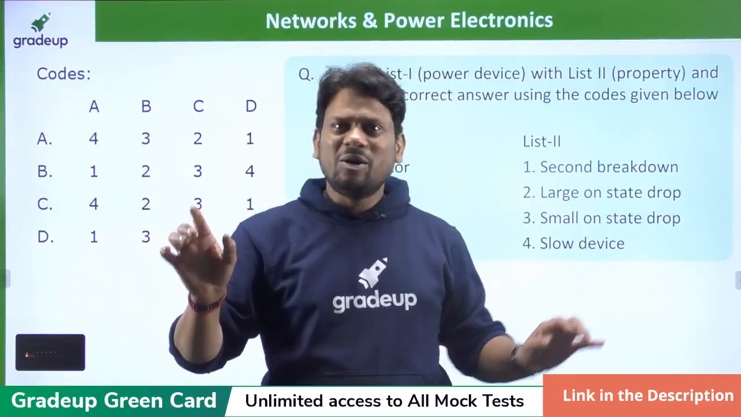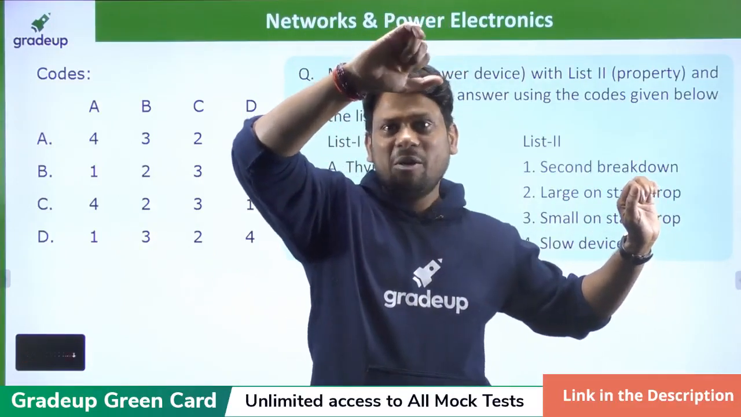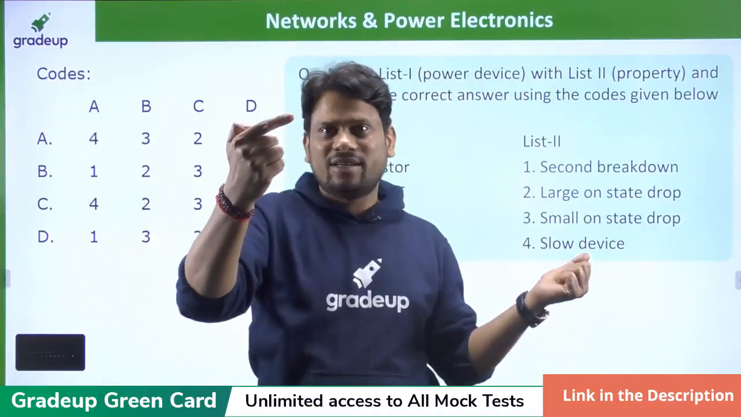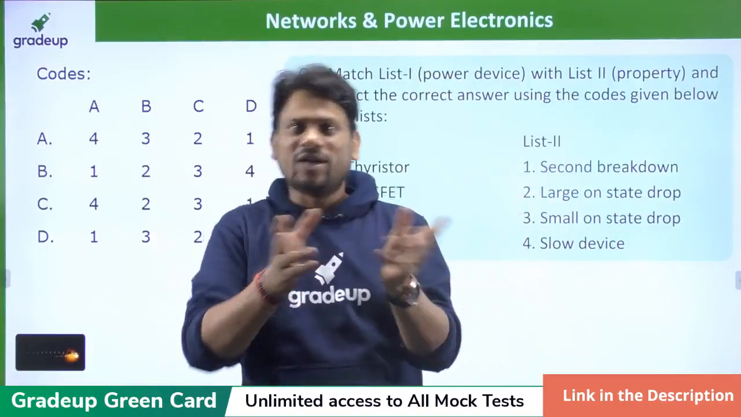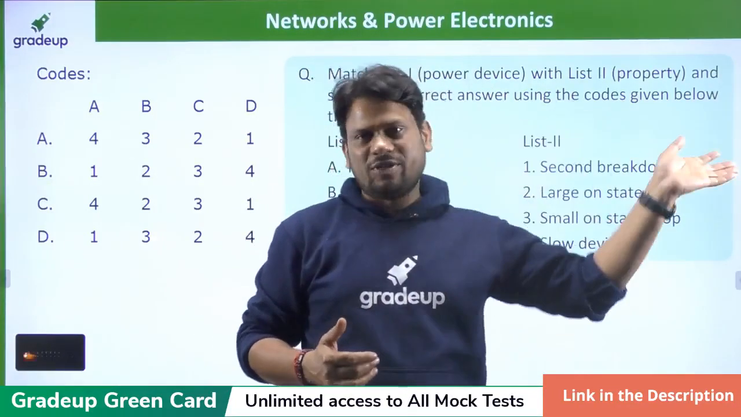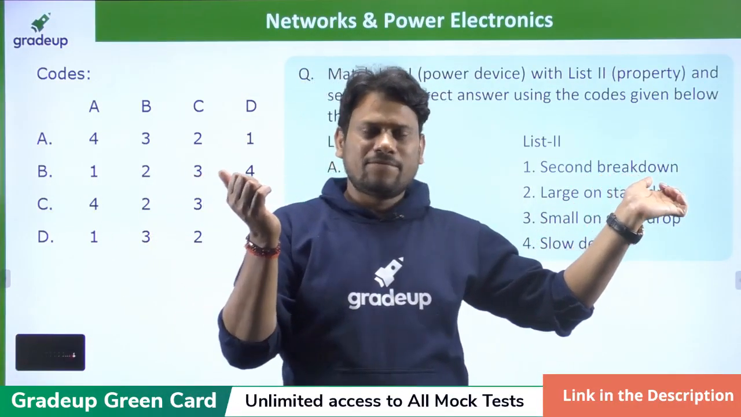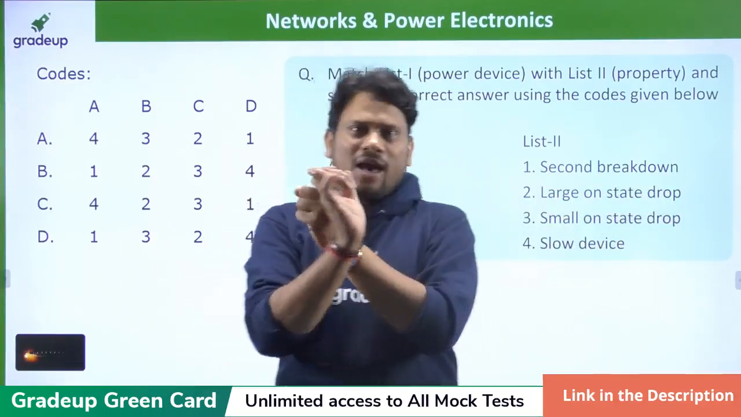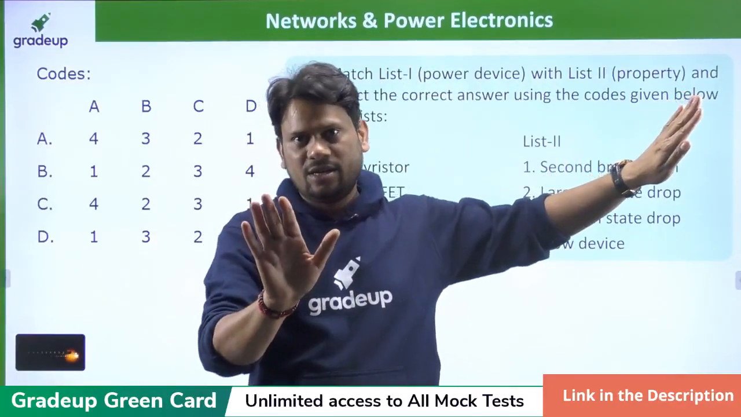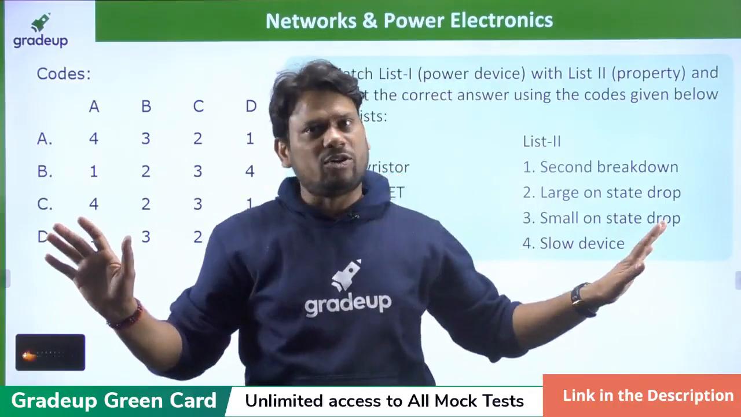IGBT is a device which provides conduction loss higher than BJT but lower than MOSFET, and switching loss higher than MOSFET and lower than BJT. Sorry, IGBT provides higher switching loss in comparison to BJT. Wait a moment. See, MOSFET provides the lowest switching loss in comparison to any other. First thing: BJT provides the lowest conduction loss in comparison to any other power electronic device.